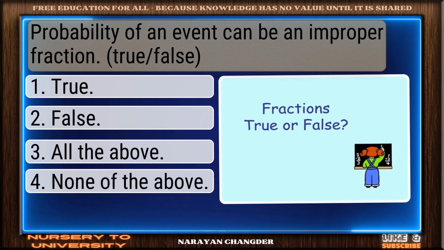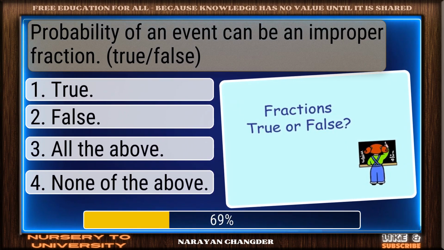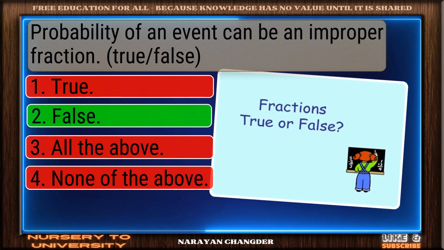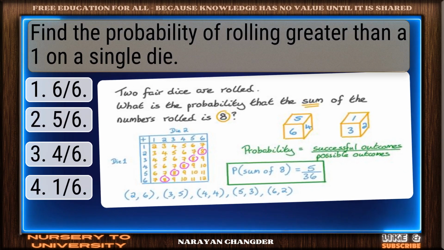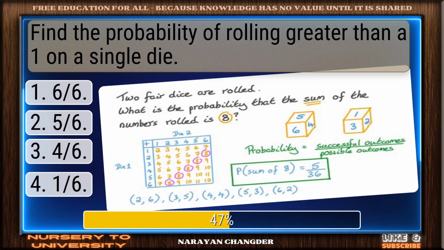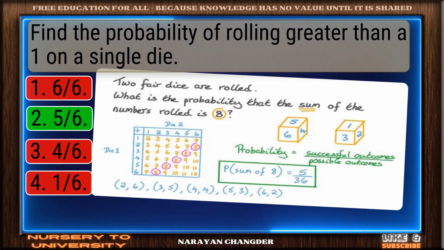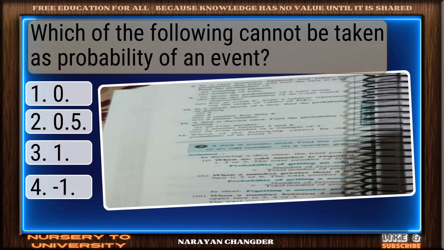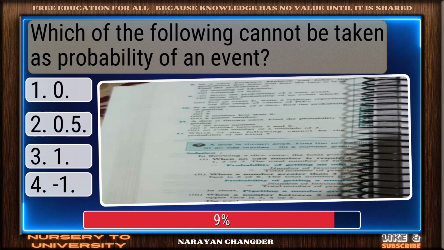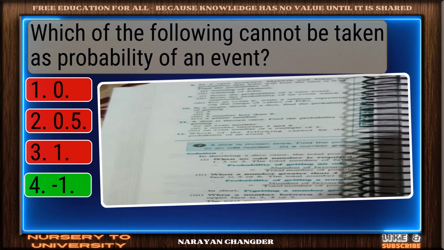Probability of an event can be an improper fraction. Strong choice. False is right. Find the probability of rolling greater than a 1 on a single die. Clear logic. 5 by 6 is sound. Which of the following cannot be taken as probability of an event? Nicely done. 1 is solid.